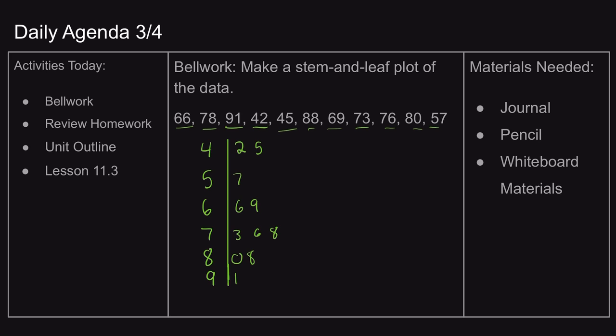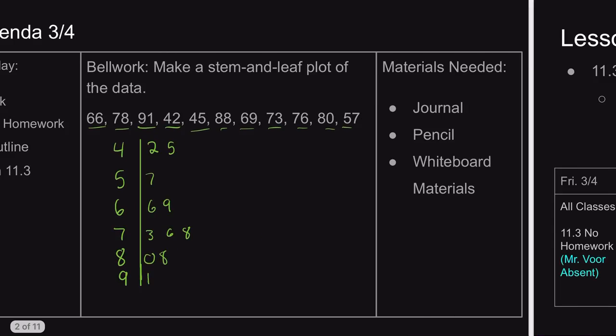Notice how I kept them in order from least to greatest. 73, 76, 78. Didn't do like 78 first. I did 73 first. Okay, so let's keep going.